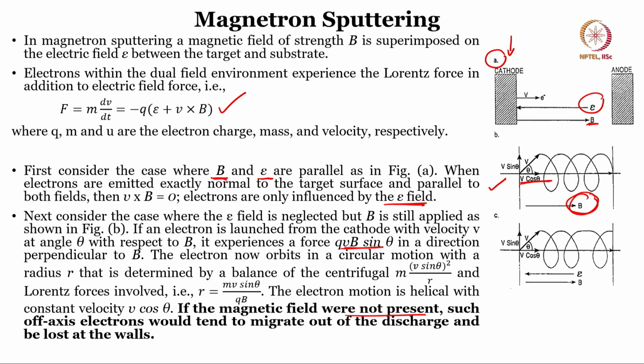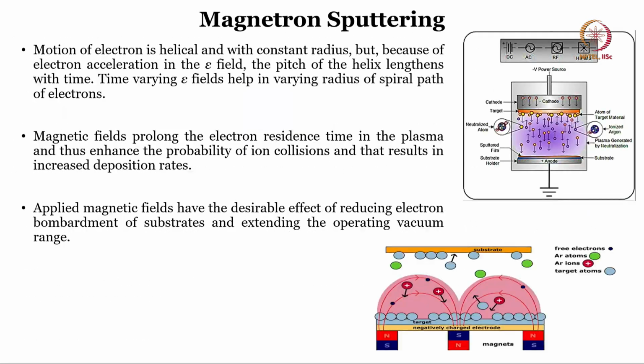So, when we have a magnetic field and electric field, particularly the effect of the magnetic field is to help increase the rate of deposition, because the magnetic field will prolong the electron residence time in the plasma. If the electron residence time in this plasma is higher, then more ions will hit the target and more atoms can be dislodged and get deposited onto the anode.